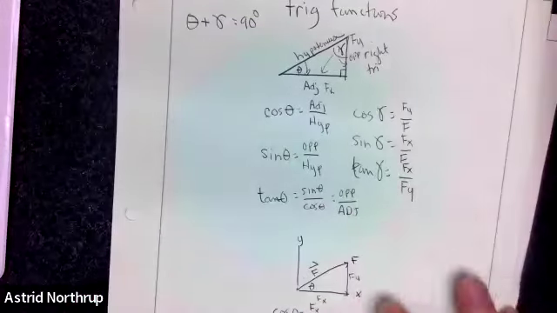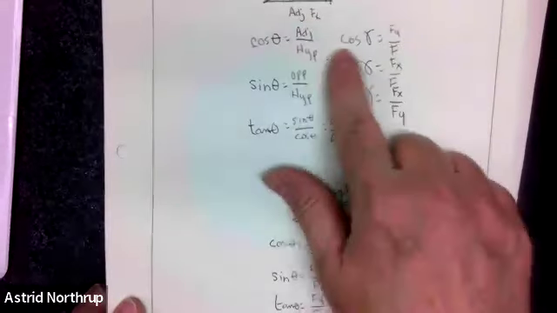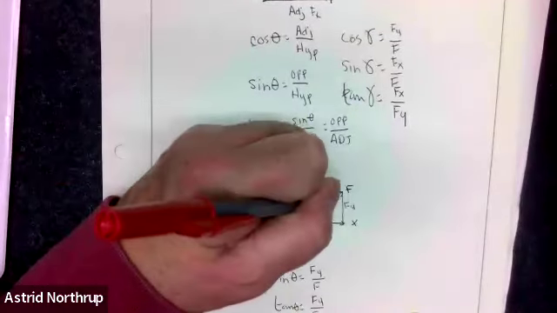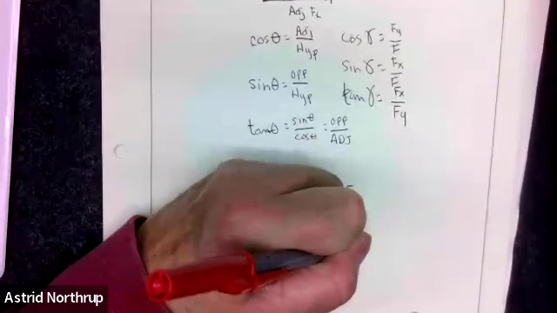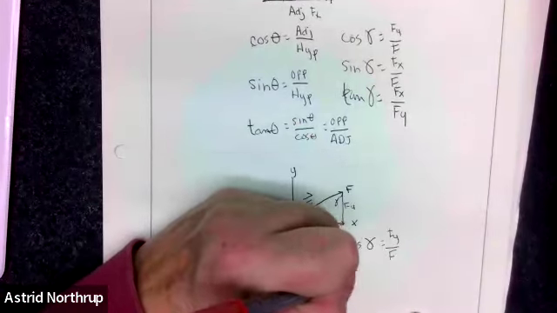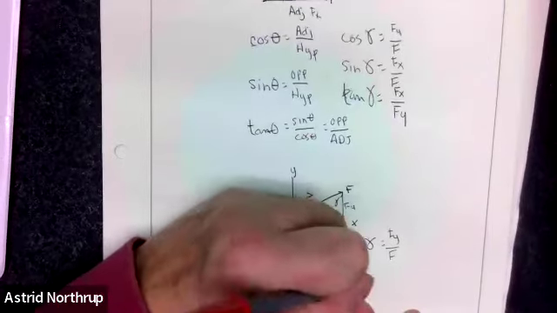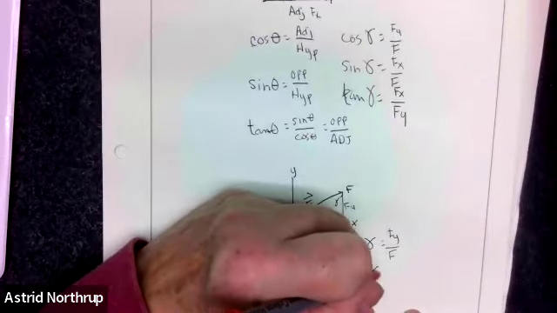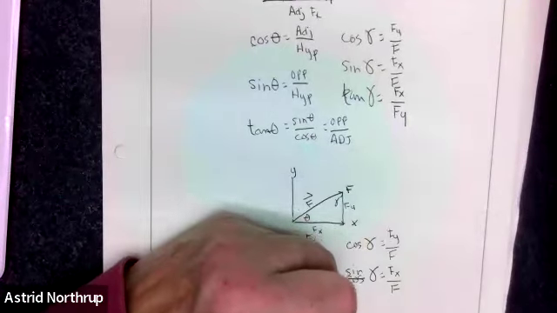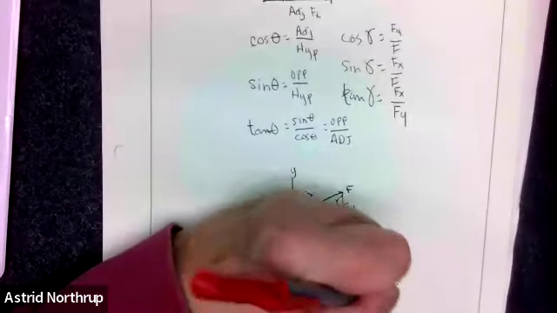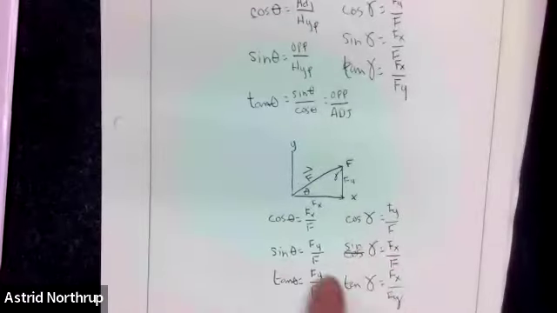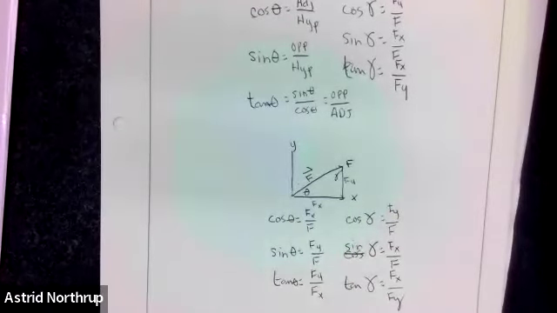And so you can see a relationship between, I should have written this, let's do this. If I do this here, cosine of gamma is f of y over f, sine of gamma is f of x over f, and the tangent of gamma is equal to f of x over f of y. So you can see that there's a relationship between those.